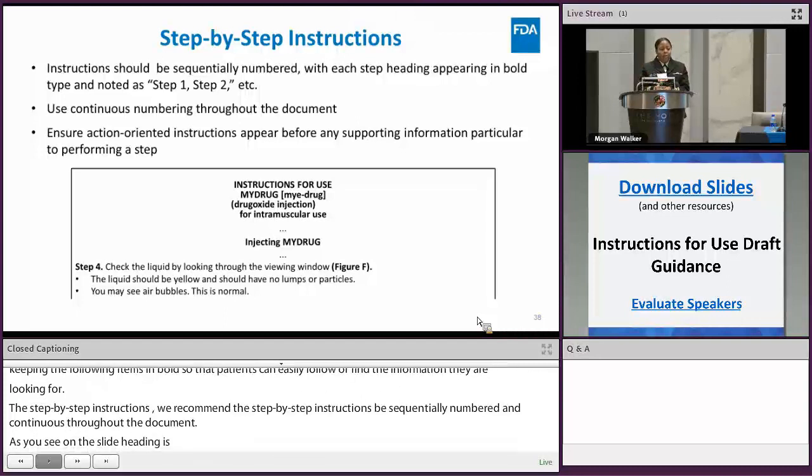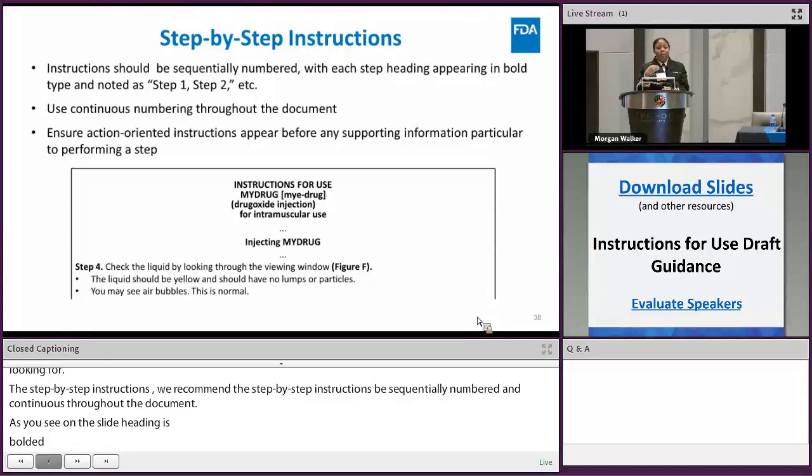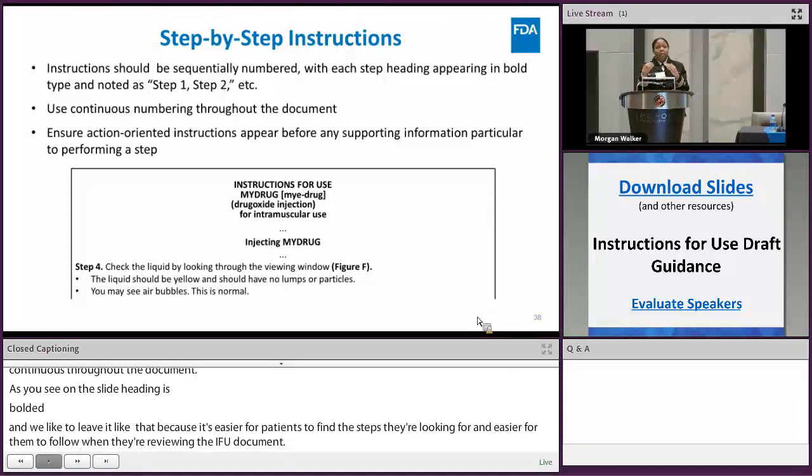If the steps within a document are not numbered continuously and you have multiple sections within an IFU, it's very confusing for the patient to refer back. If you have multiple step threes, for example, and you're telling a patient, okay, go back to step three, which step three are they looking at? That's why we recommend that industry provide IFU documents with continuous steps, as opposed to having the same steps mentioned in the document multiple places.